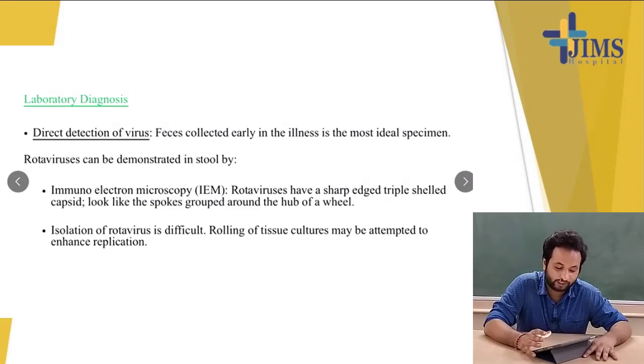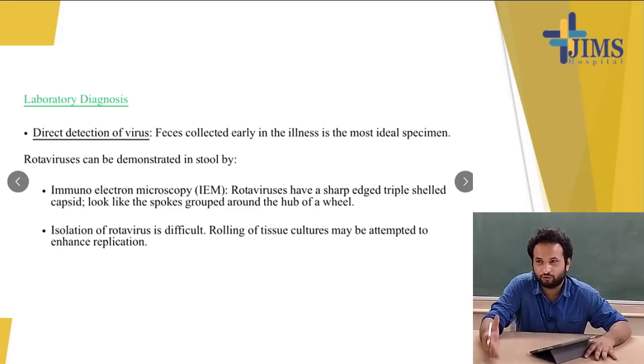Okay, now we come to lab diagnosis. In the case of bacteria, if we want to see a bacterium under a microscope, we will do Gram staining, AFB staining, etc. If you want to see a virus under a microscope, you are going to perform immunoelectron microscopy. Okay, so that is very important. Like in the lab diagnosis of bacteria, the first thing that we do is Gram staining; here the first thing which you are going to see is immunoelectron microscopy.